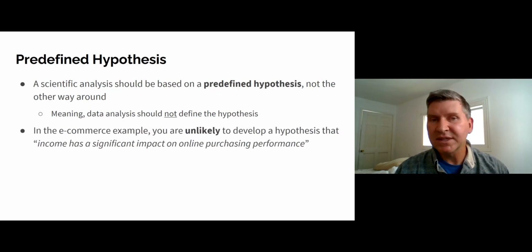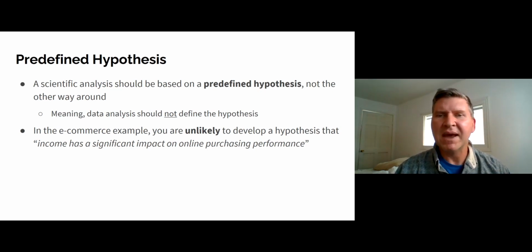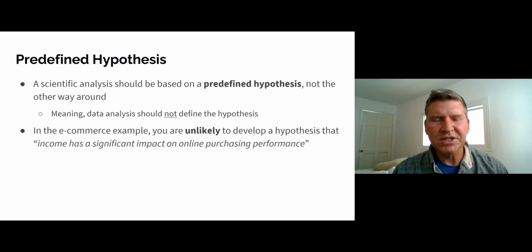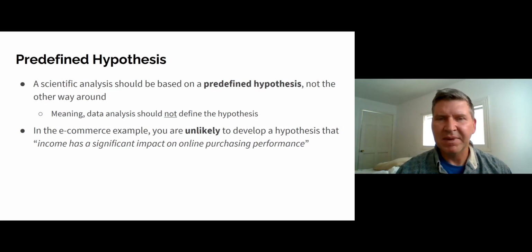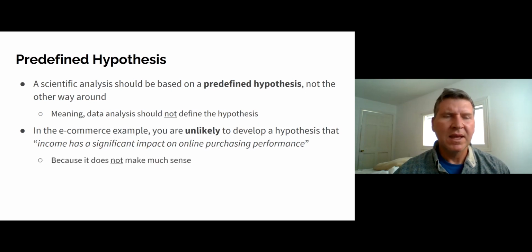So in the e-commerce example, you're not likely to develop a hypothesis that says income has a significant impact on online purchasing performance. It would be very unlikely unless you saw a number of other research studies that hint at this. Typically, you're going to come up with something else, where it's going to be age has a significant impact on their performance. So we have to be careful here because this statement doesn't make much sense. It's not one that's intuitive.